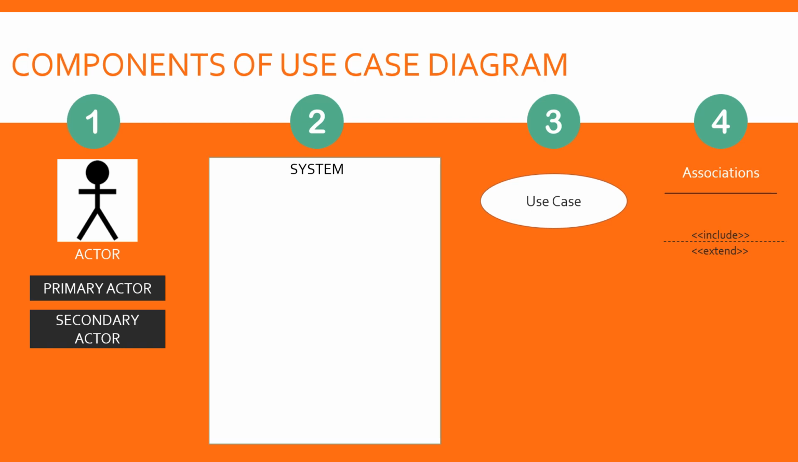Include use case in simple words is a use case which is always invoked by the base use case. It is separated out so that this use case can be used by others as well. For example, a shared functionality required by several use cases can be an include use case. Now let's look at extend use case. It represents an alternate flow, and this is triggered only under certain conditions.